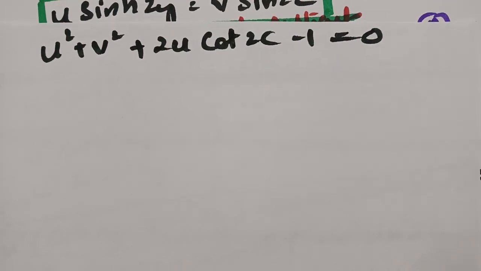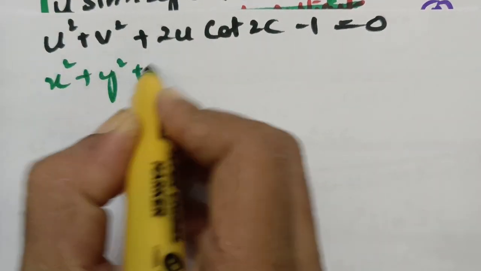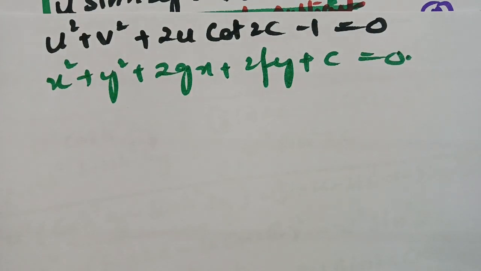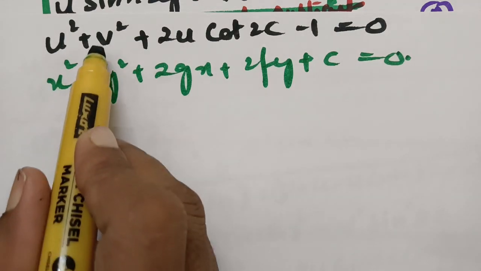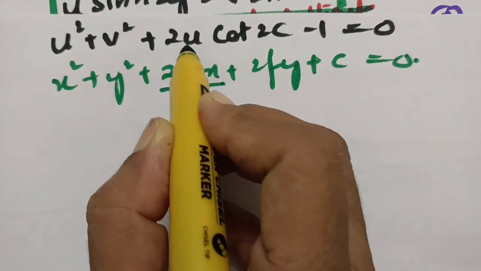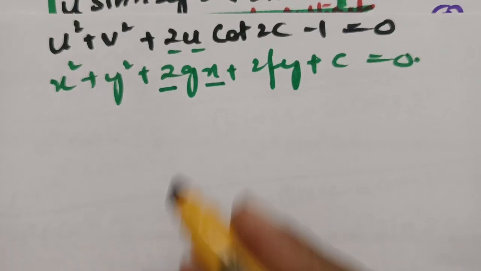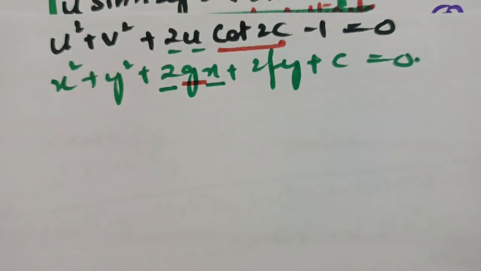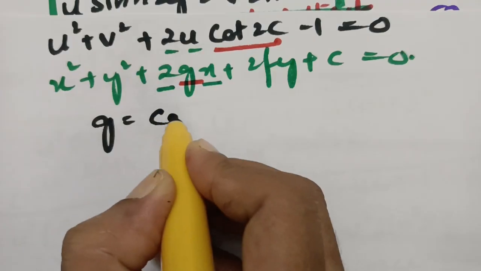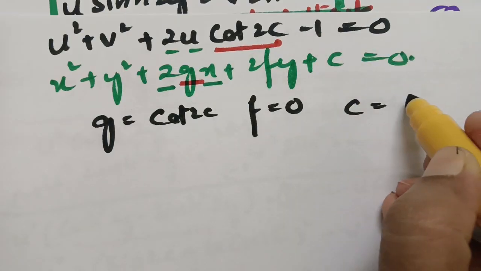When you compare with the equation, generally we have x square plus y square plus 2gx plus 2fy plus c is equal to 0. This is the circle equation. In place of u we have x and in place of v we have y. On comparing with 2u, the g value is cot 2c, there is no f value here, and the c value is clearly minus 1.